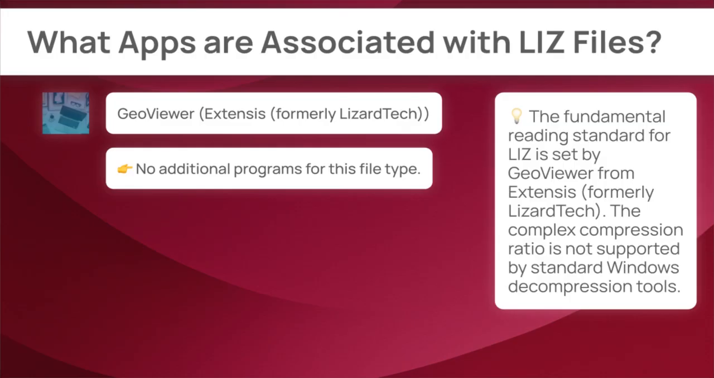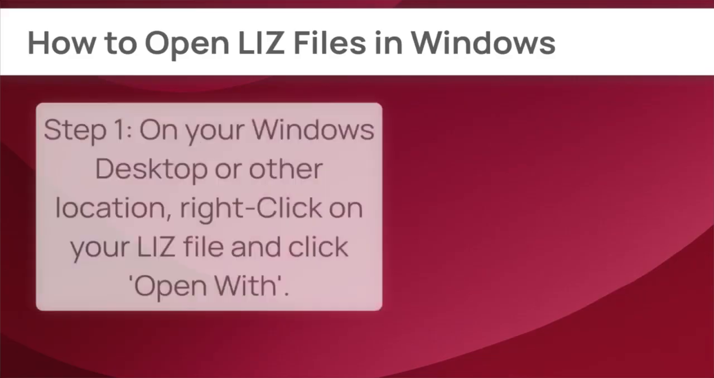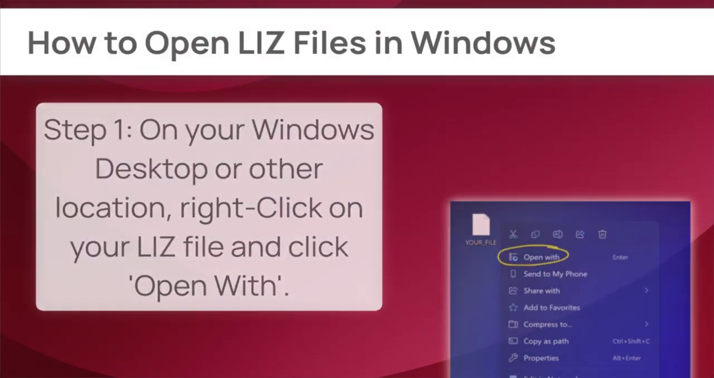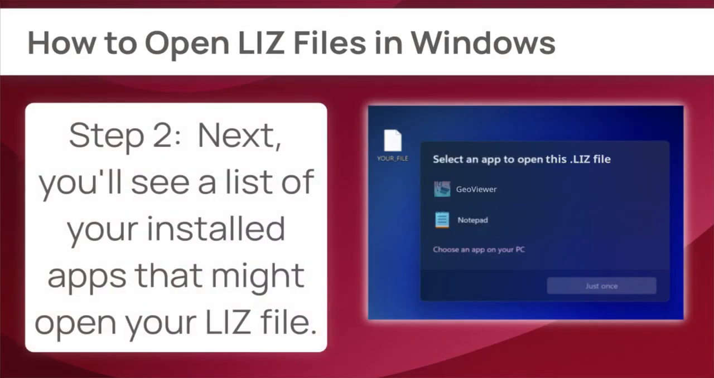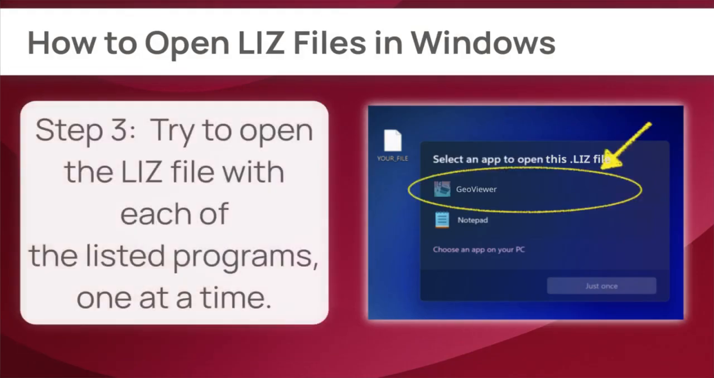Windows can preview many raster formats, but detailed editing requires image software. Your first step towards full access: right-click the LIZ file and select Open With. If GeoViewer is on your system, try that first. If not, try another option immediately.